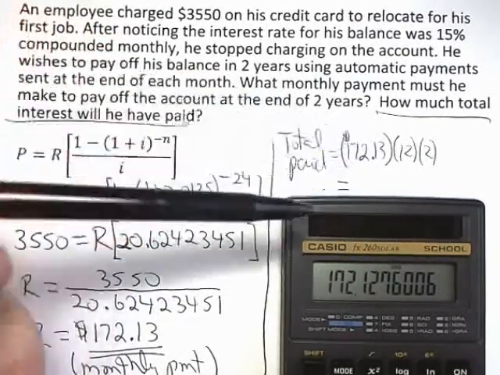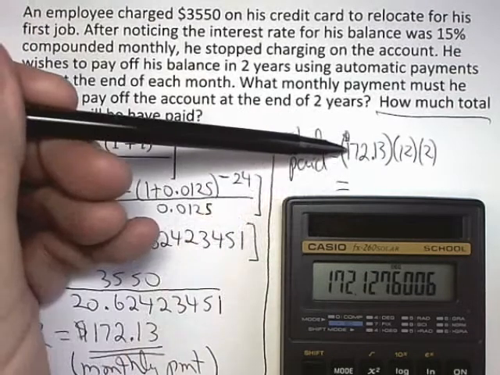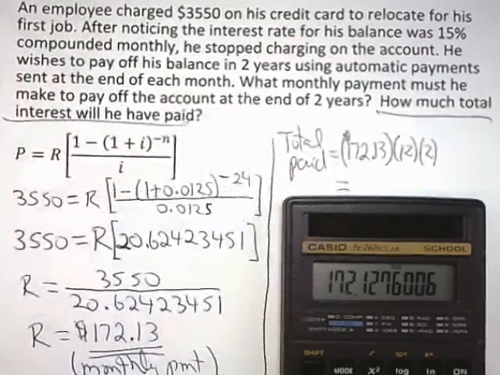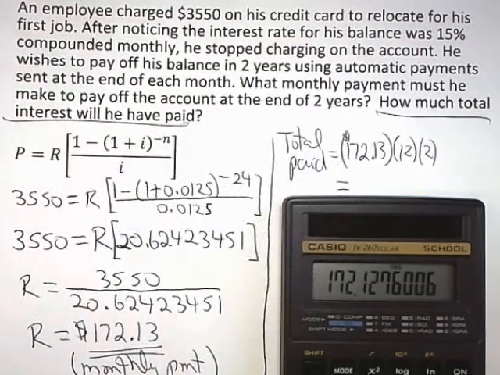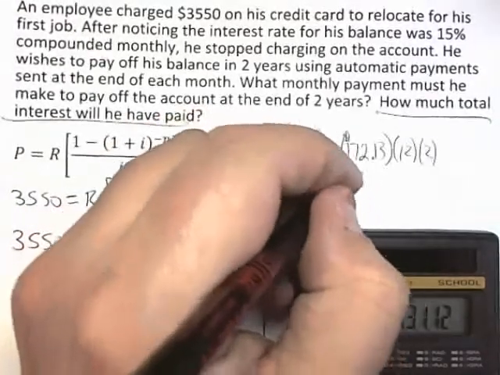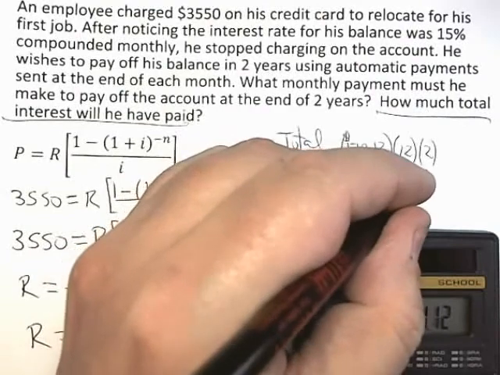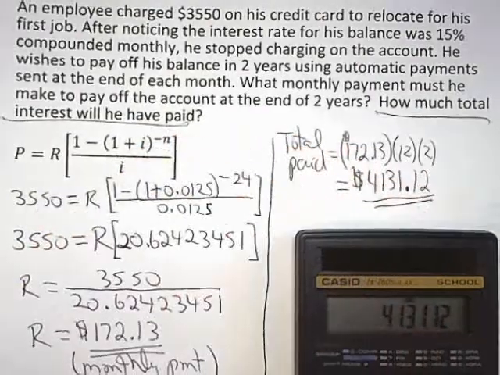So this is one of the times when you need to use the rounded value, not the value in the calculator, and that's because reality steps in. In reality, the person's going to pay the credit card company this amount, not that amount each month. So the point being, you need to clear that display now and put in 172.13 and times that by 12 and then by 2, and you'll end up with $4,131.12. So the total that the employee paid to the credit card company is this amount.